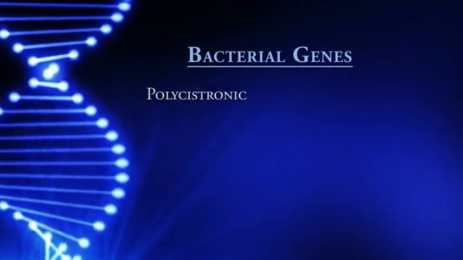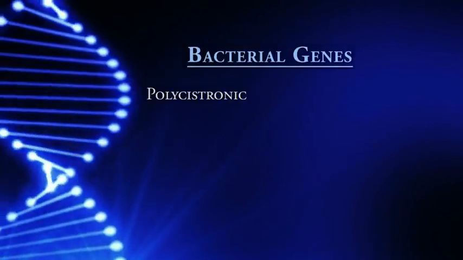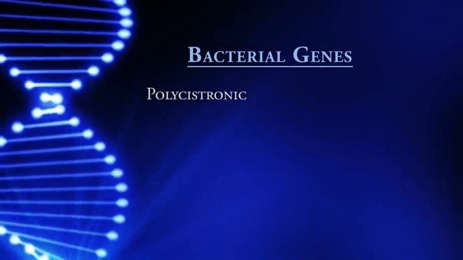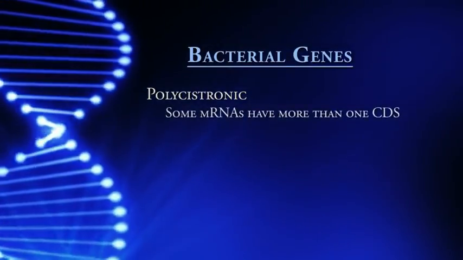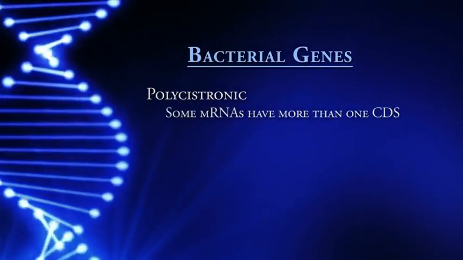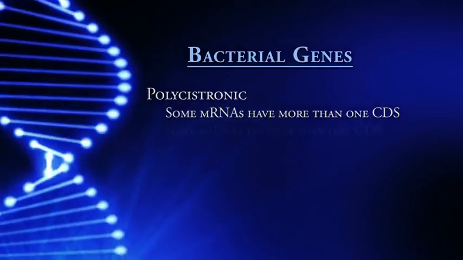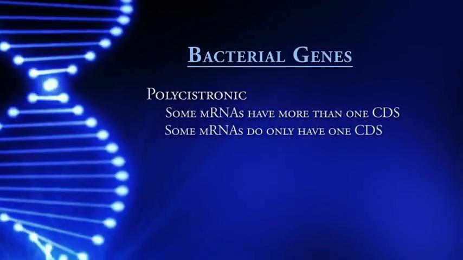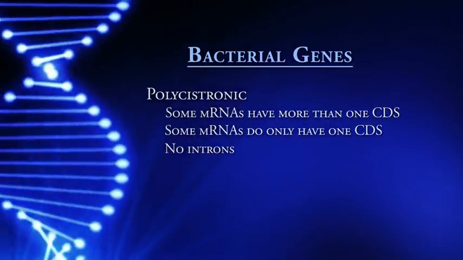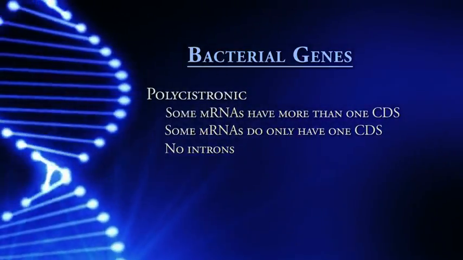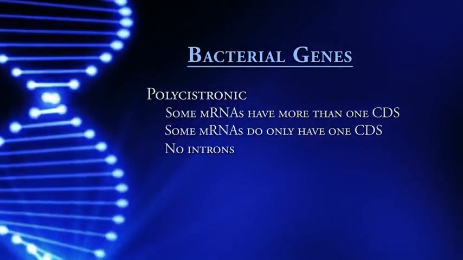A quick note about bacterial genes. Recall that as opposed to eukaryotic genes, bacterial genes can be polycistronic, meaning that an mRNA often has more than one coding gene on it. However, like some eukaryotes, some mRNAs do only have one. So some have one and some have more, where eukaryotes usually only have one. No introns. That makes bacterial gene prediction a lot less complicated than eukaryotic.